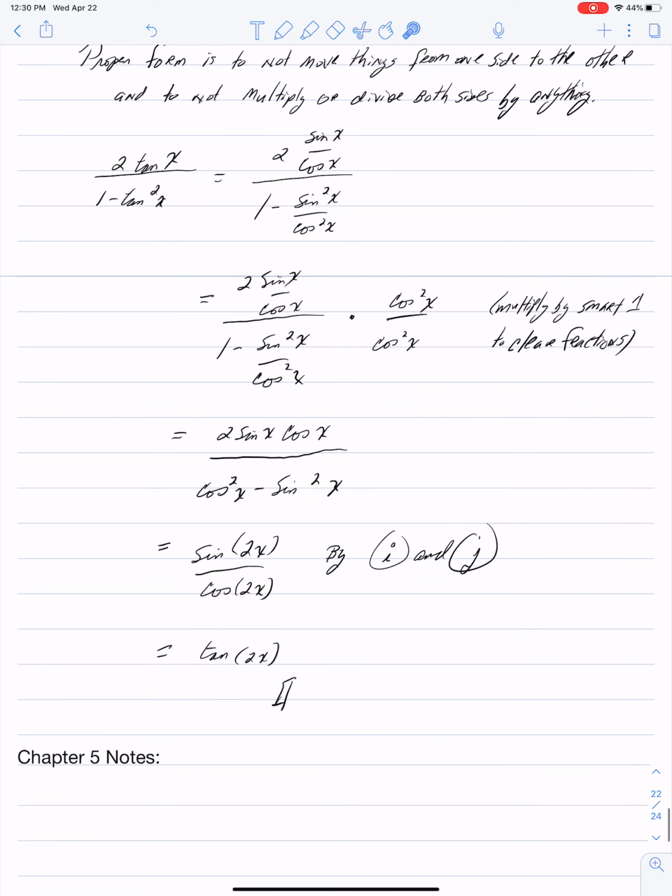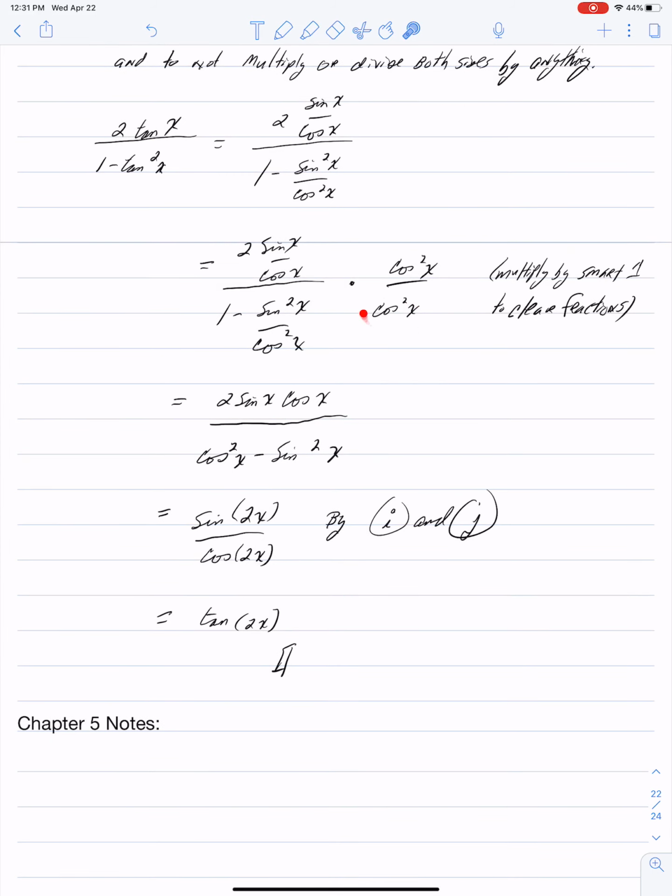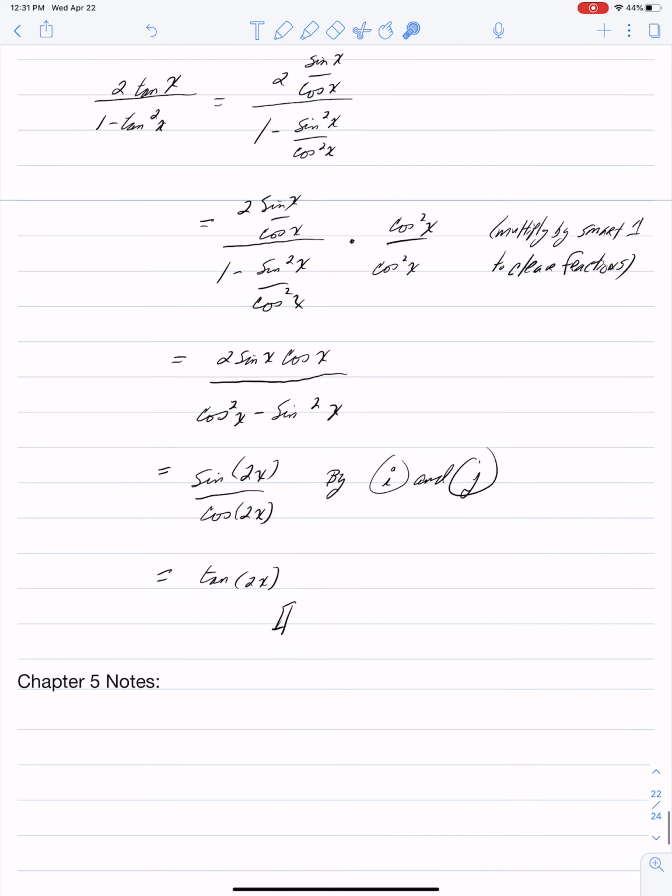But when I do that, cosine squared times this, my cosines cancel and I get 2 sine x cosine x. Downstairs, cosine squared x times this, I've got to multiply it by each one. What do I get? Cosine squared x in the first, and then my cosine squareds cancel, so I get minus sine squared.